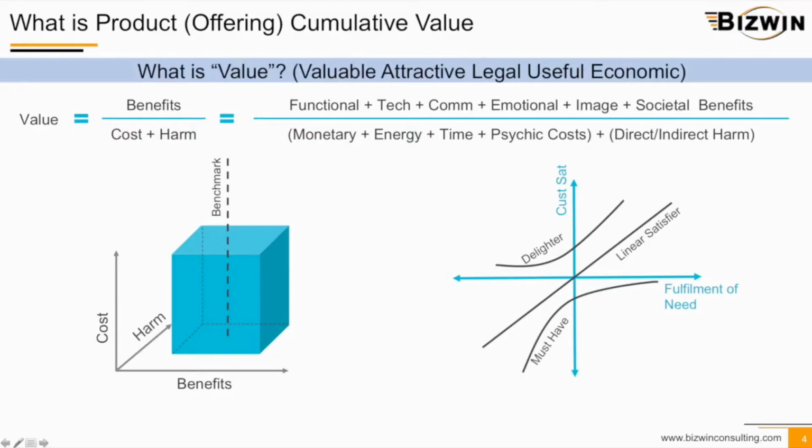Now let's expand each of these and understand what we mean by benefits, what we mean by cost, and what we mean by harm. If you see on the slide, what we mean by benefits is the totality of the benefits which a customer or the user would gain by buying and using this product or service. That includes the functional benefits, the technical benefits, the emotional benefits, image benefits, societal benefits and so on and so forth. So in the numerator, we are considering all aspects and dimensions of benefits which a customer will gain by purchasing this product or service.